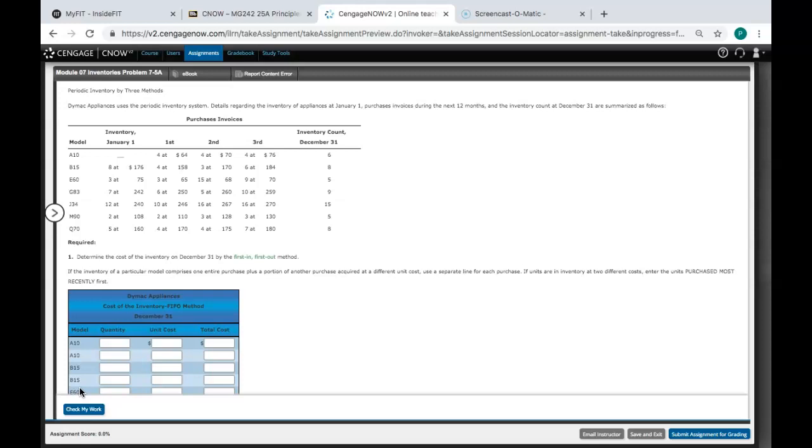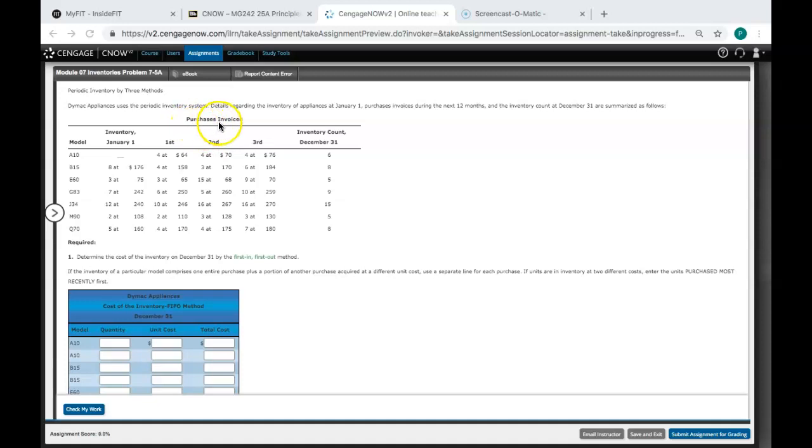And we're going to apply that cost value to what's remaining at the end of the period to get the total value of the inventory at that point in time. So the first one we're going to be working on is FIFO. Let's take a quick look at the chart here.